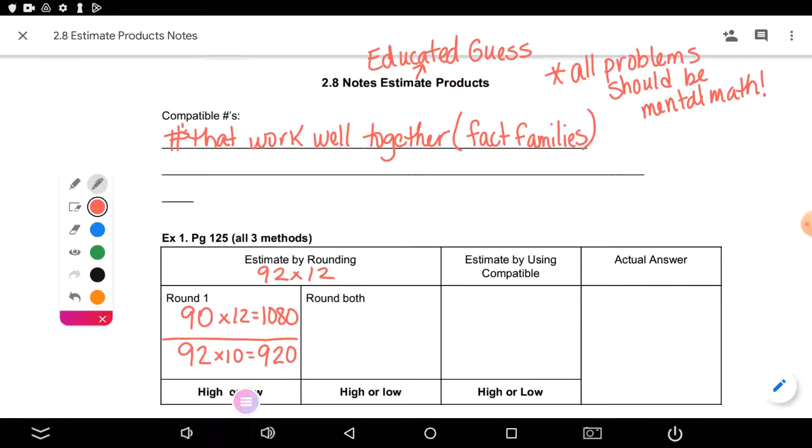Now let's talk about high or low estimates. Looking at that first problem, 90 times 12, do you think 1080 is below the actual, or do you think it's higher than our actual, and why? Who thinks they can answer that and tell me why? Cam? You think it's below the actual? Why do you think that?